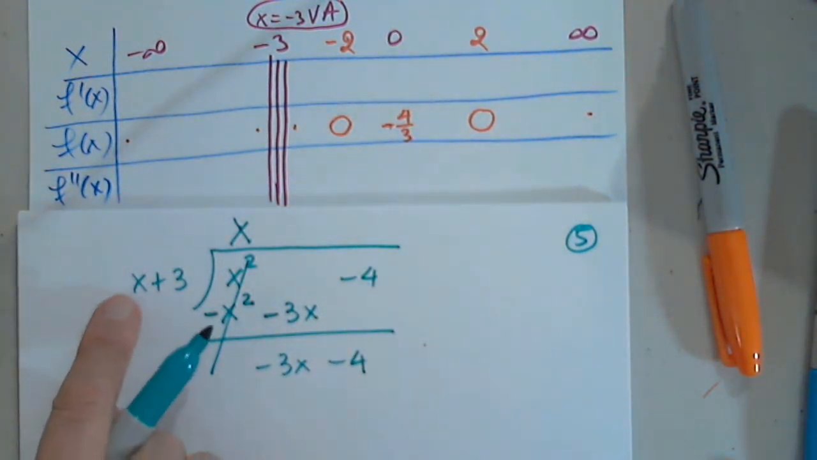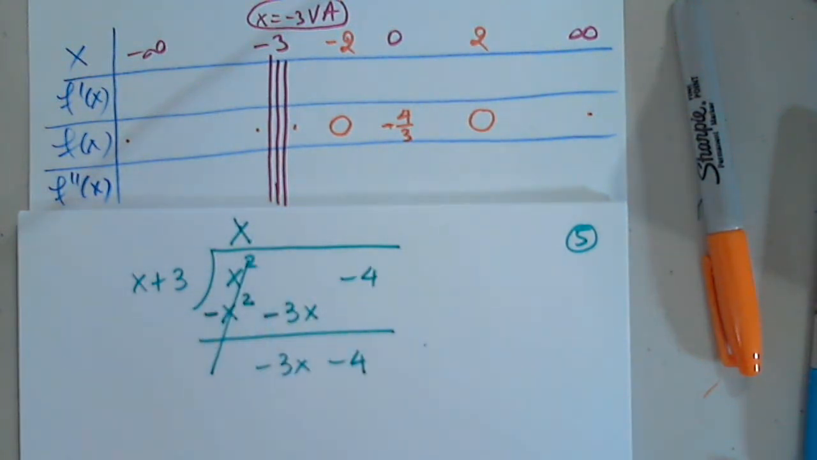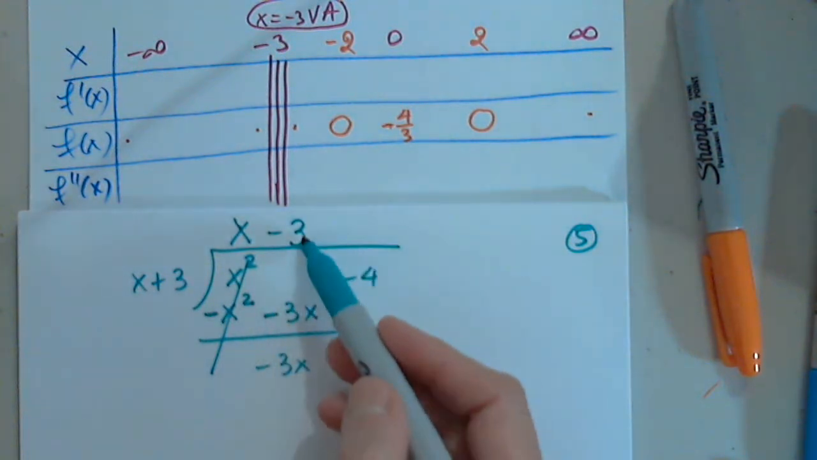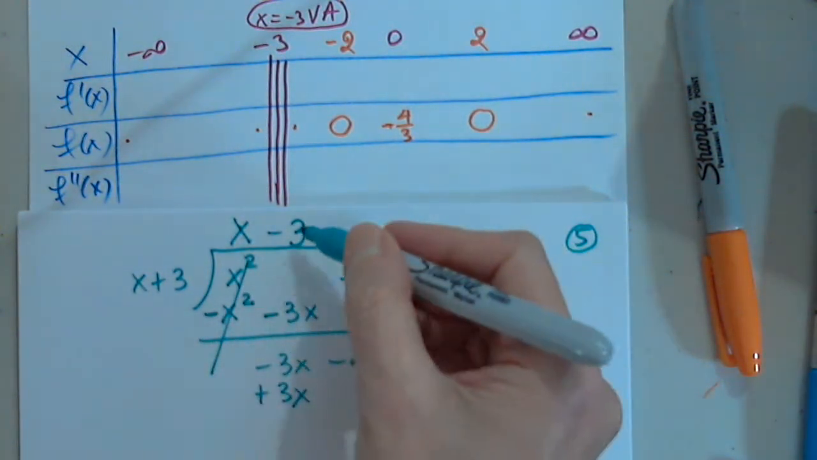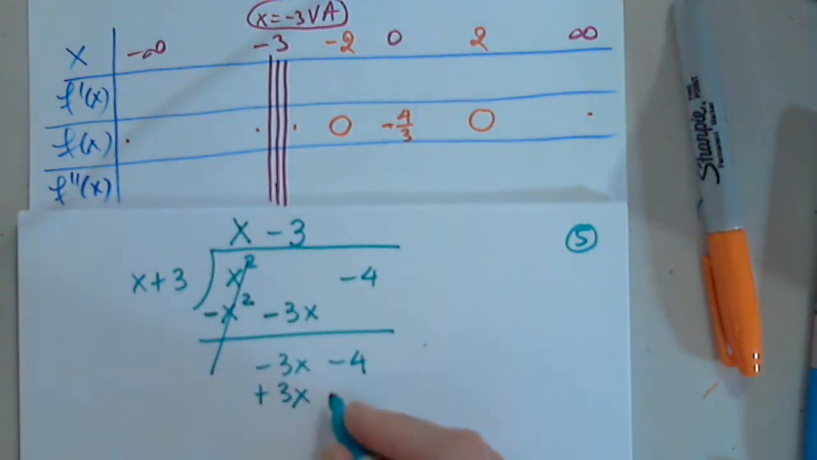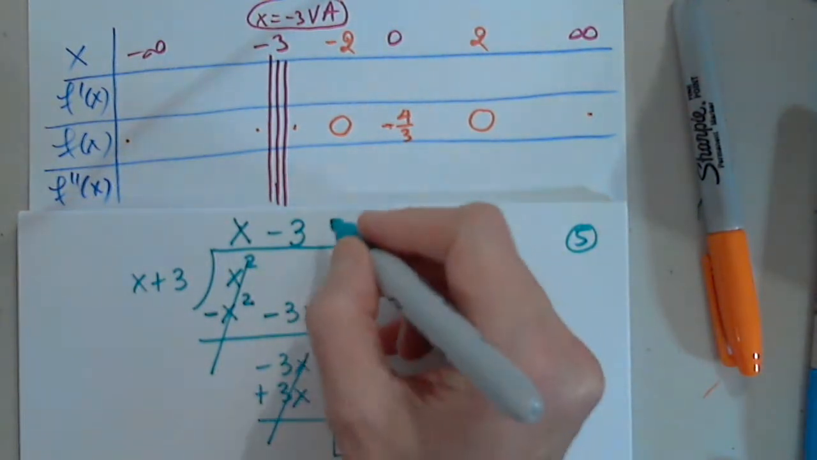Final question. X times what is -3x? And I have to put it up here. -3. That's it. So -3 times x is -3x. Change the sign. -3 times 3 is -9. Change the sign. So in the box, these two go away. In the box I have 5, which is the remainder, and this is the quotient.